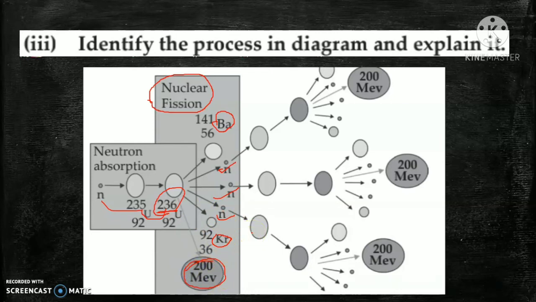Then what happens? This process of fission of the uranium-235 atom continues, and hence this process is also called a chain reaction. That was my last point about this process. Now I think we'll move towards the fourth one.